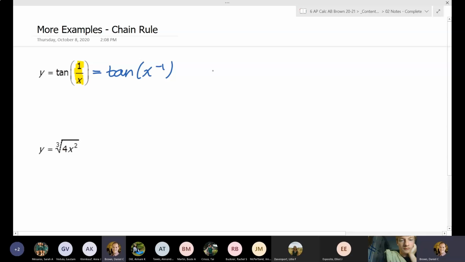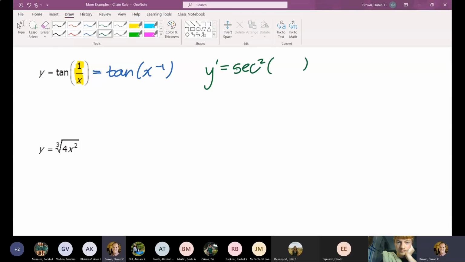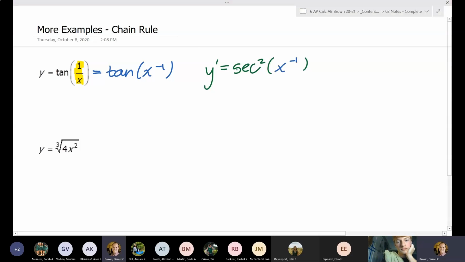So remember, when we take the derivative using the chain rule, you take the derivative of the outside function first. The derivative of tangent is secant. The inside function remains the same, and then you multiply it by the derivative of the inside. So for the derivative of this inside, negative 1 comes down in front, and then subtract 1 in the exponent. If you want to clean this one up and write it a little bit differently, we would have the secant squared of 1 over x, and I'm just going to move this coefficient to the front, of negative, and this is times 1 over x squared.